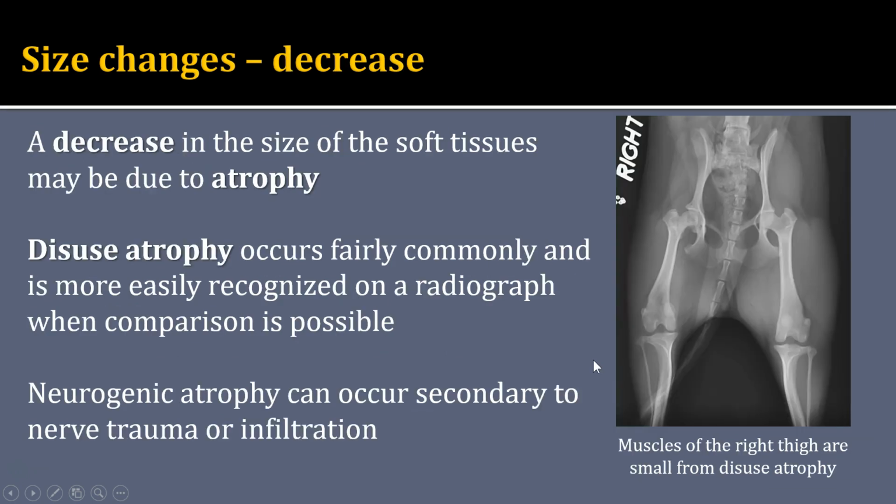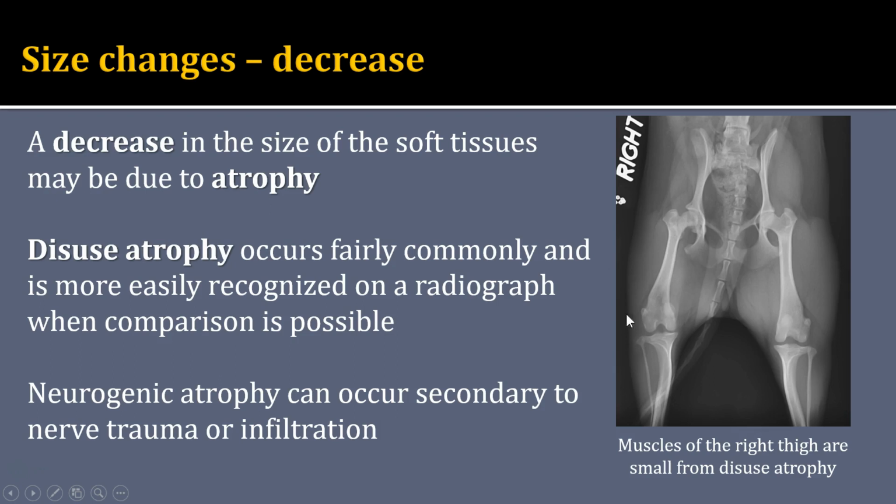Less commonly on radiographs, we may recognize a decrease in the size of soft tissues. Certainly when we have two limbs for comparison, like in a pelvic radiograph, it might be easier to recognize this. And in our examples in our series, we will probably be mainly identifying atrophy, which is disuse atrophy, which is fairly common.